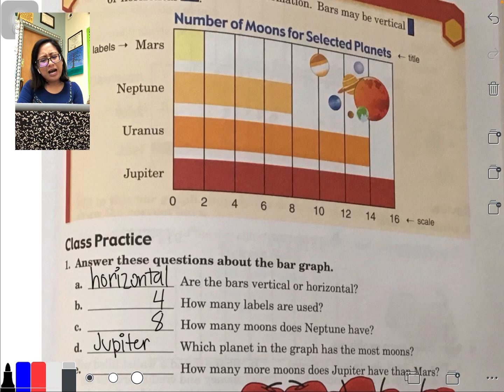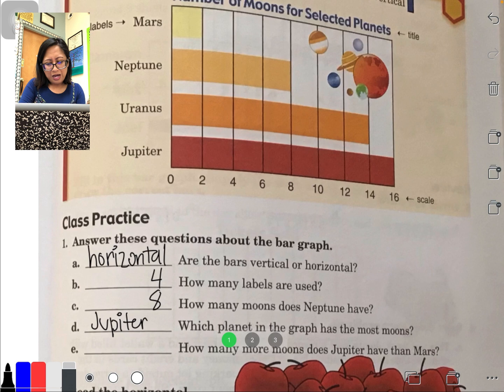Okay. How many more moons? I'm going to just slightly move it this way. How many more moons does Jupiter have than Mars? So here, I've got to compare, and that means I need to subtract. I'm going to look at Jupiter, J for Jupiter. It has 16. Mars, as you can see, not a lot, only 2. So when I'm comparing, that means I have to subtract.